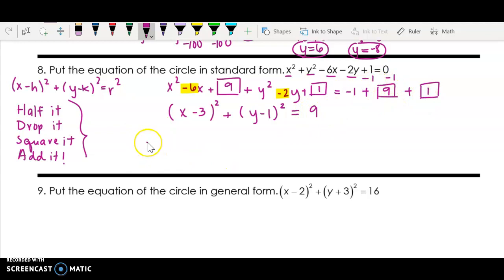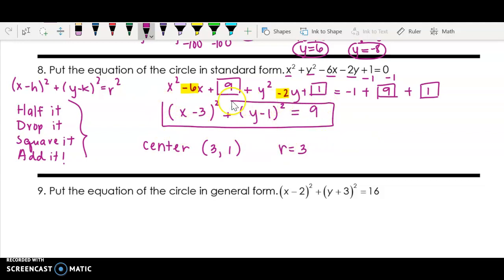So the center of our circle would be (3, 1), and the radius would be 3. And here's the equation in standard form.